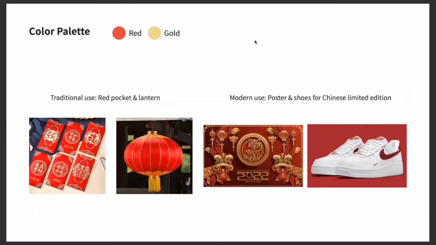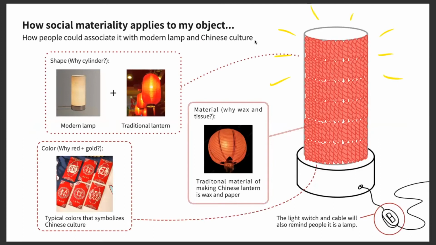The colors I chose for my design are red and gold. In Chinese culture, red symbolizes fire, good fortune, and joy. Gold symbolizes wealth and prosperity. Together, they are used to spread the message of good fortune. This is how social materiality applies to my object. The shape is considered to be a good connection between modern and tradition.